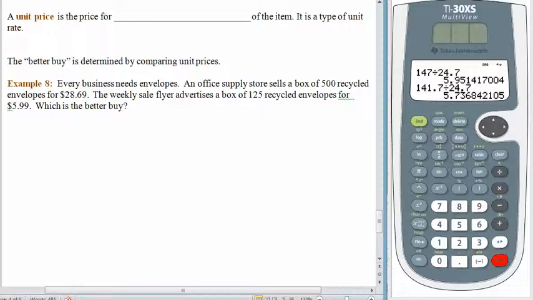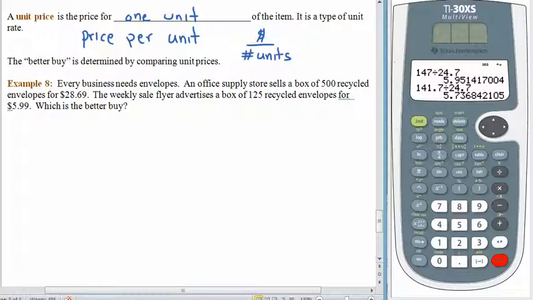So the last type of unit ratio or unit rate that we want to talk about specifically targets price. Unit price is the price for 1 unit of the item. Since the denominator is 1, that makes it a type of rate. So this is price per unit. And it's always done this way so that the dollars will be in the numerator and the number of units will be in the denominator.